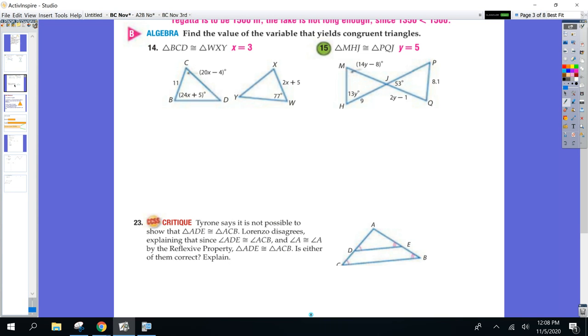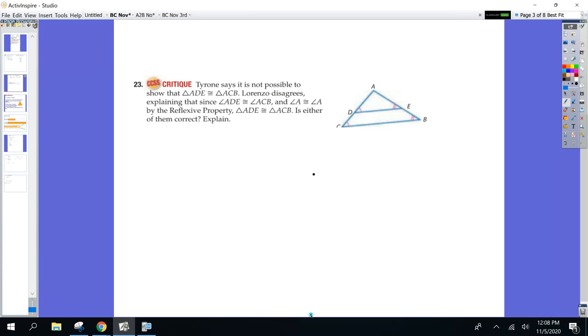All good? And then how about this argument between Tyrone and Lorenzo? Pretty heated argument, it looks like. They were debating over triangle ADE, this top one, and triangle ACB, the bottom one, whether they're congruent or not. Tyrone just says, no, they're not. Discussion over. Lorenzo's like, actually, because angle A is reflexive and it's in both of the triangles, I think we have enough to prove the triangles congruent.